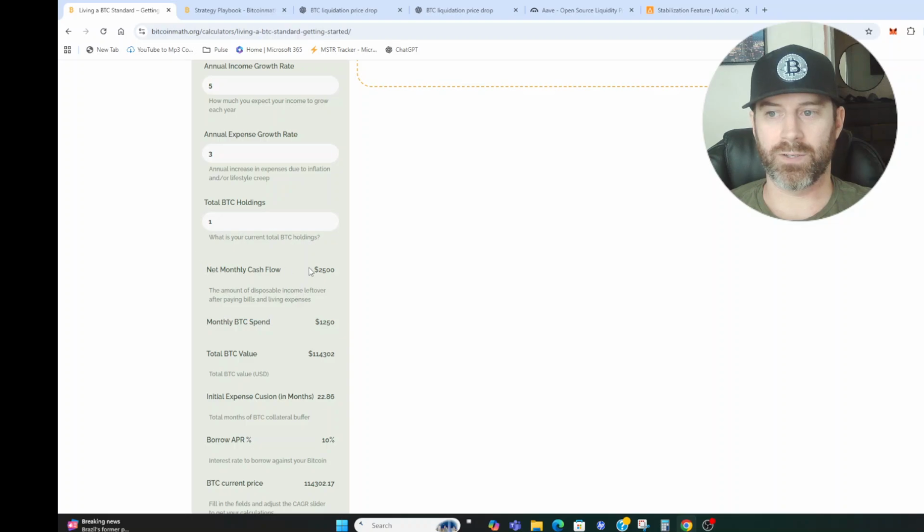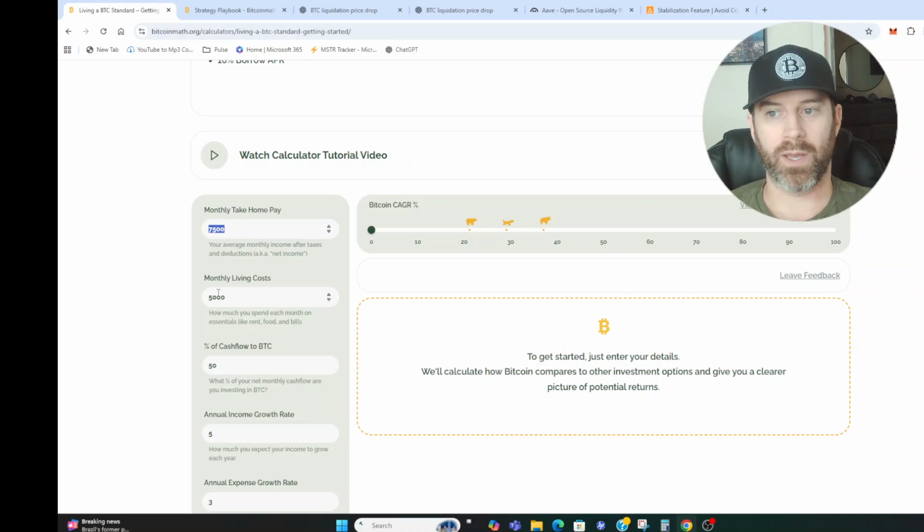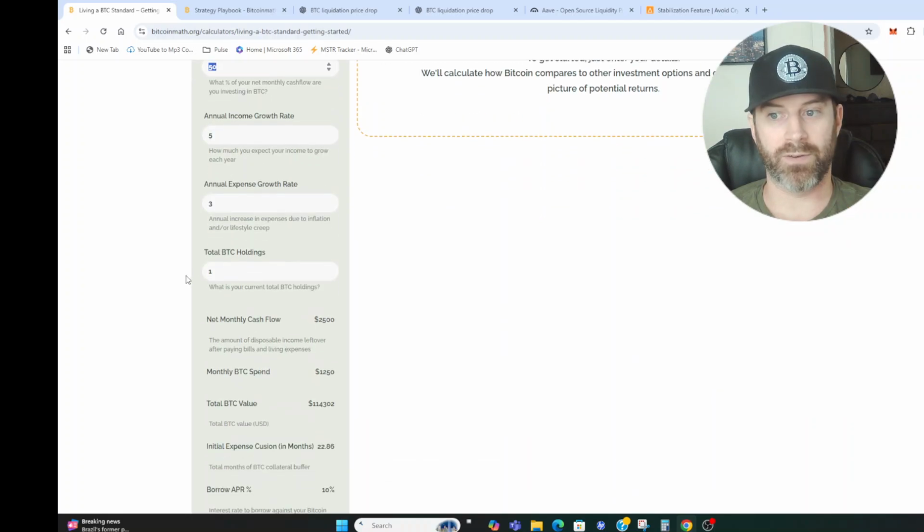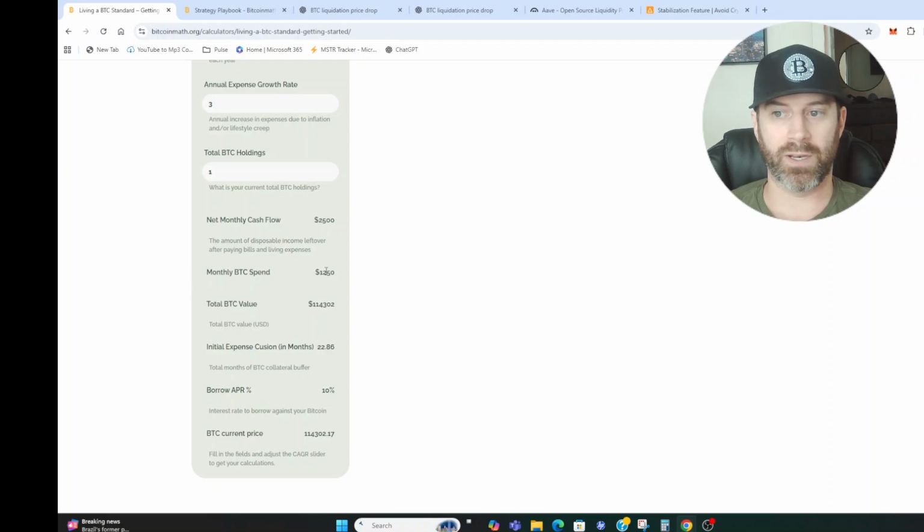So what you'll see here too that's going to auto-populate is that your net monthly cash flow is $2,500. That math is your take-home pay minus your living costs, okay? $2,500. And the standard DCA model, we're going to convert half of that, 50% of that $2,500 into Bitcoin every single month. And that shows up here. Okay, we're going to assume that the borrowing rate is going to be 10%, and this is also going to show you your total Bitcoin collateral value. It's basically just this number times the current Bitcoin spot price.